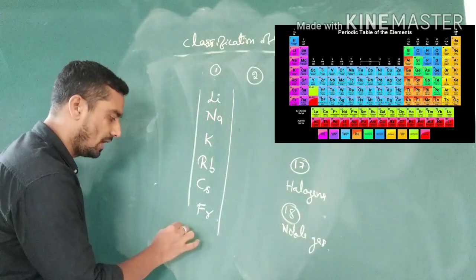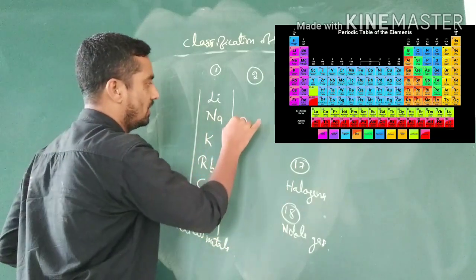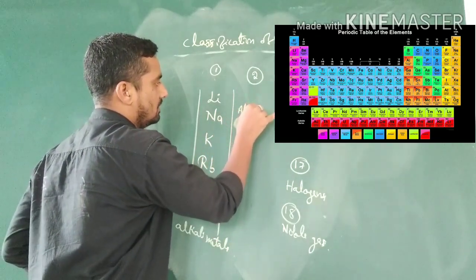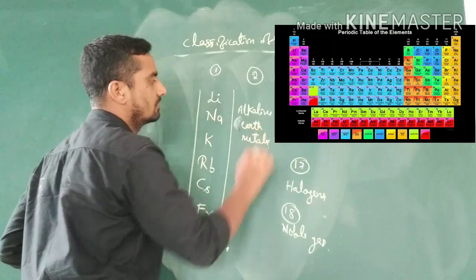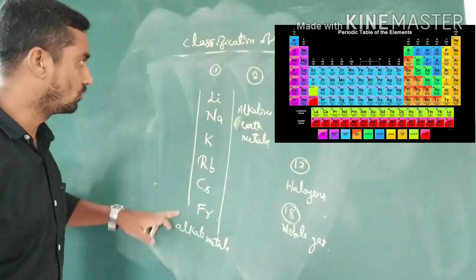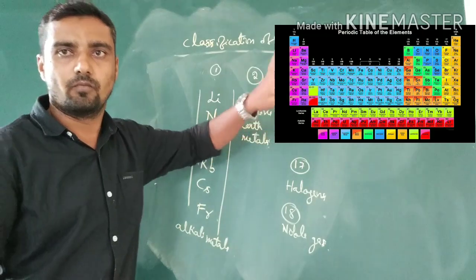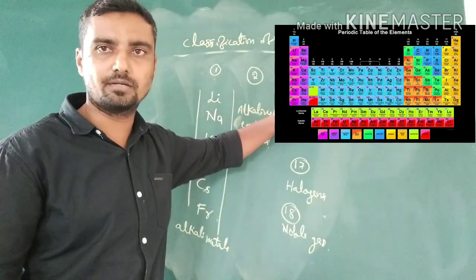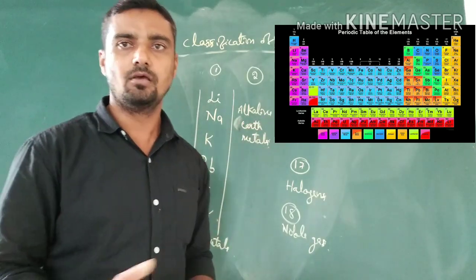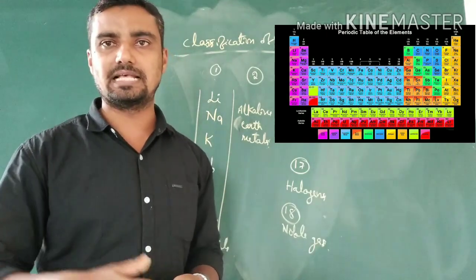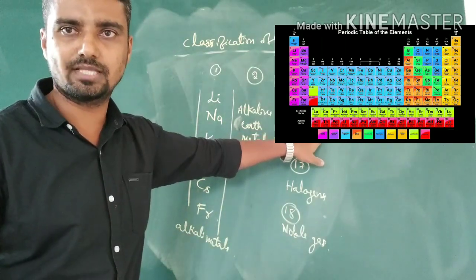Remember that group 1 elements are called alkali metals, group 2 elements are called alkaline earth metals, and group 16 elements are called chalcogens. Why chalcogens? The group 16 elements belong to the oxygen family, and they form oxides with elements, for example ferrous oxide, cuprous oxide, zinc oxide. They have complex forming capacity. That's why they are called chalcogens.